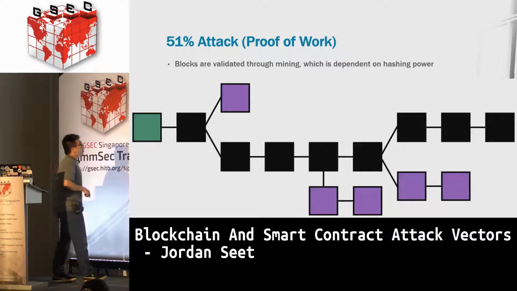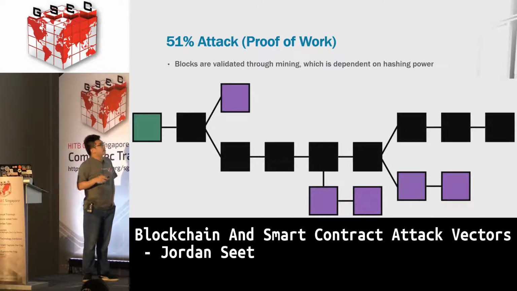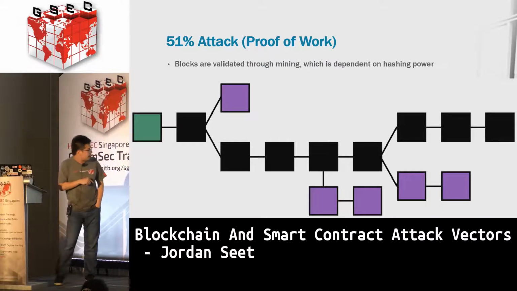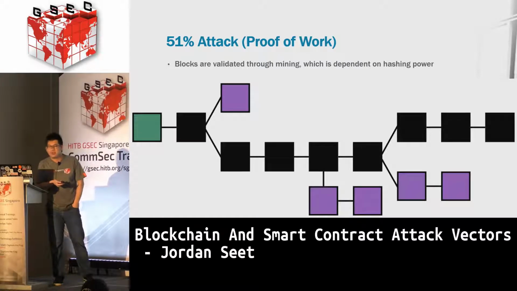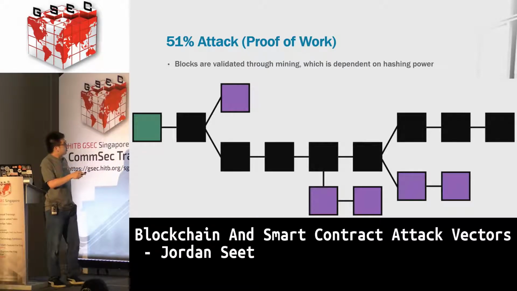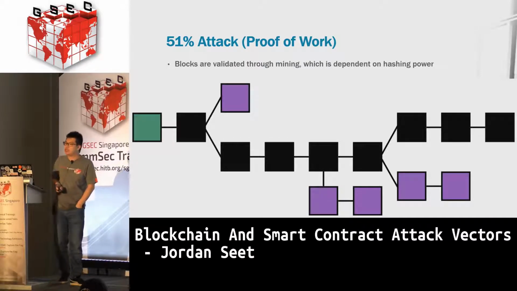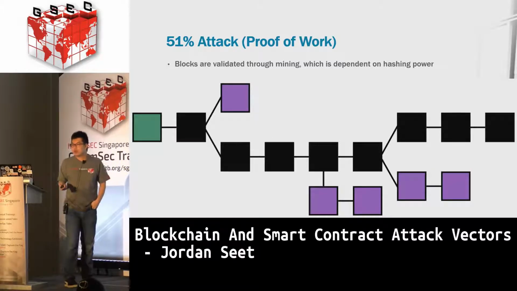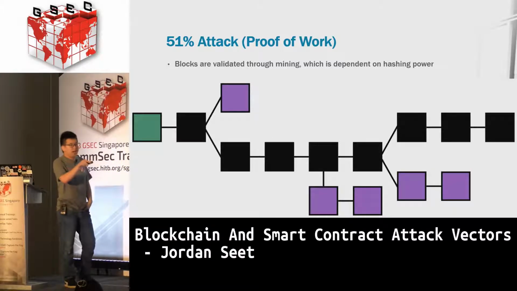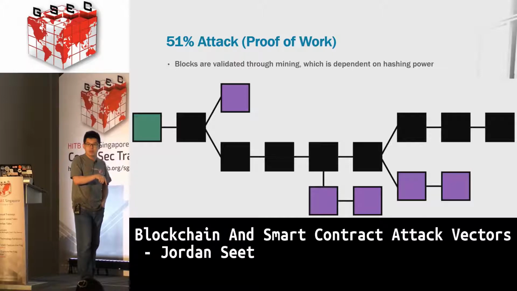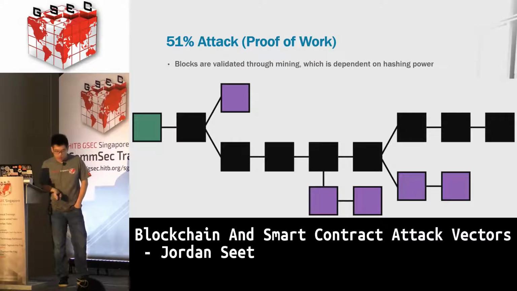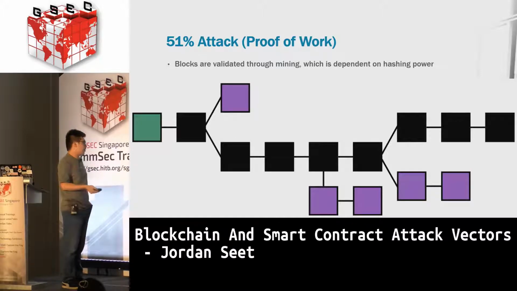There's this thing called a 51% attack. This is a chain of blocks, therefore blockchain. Every block is validated and generated through a concept called mining, which depends on your hashing power. Basically, you can think of it like brute force. I have a specific hash, and until that hash is solved, I cannot generate a new block. That's a very simplistic view, but for the lack of time, let's just take it as it is.